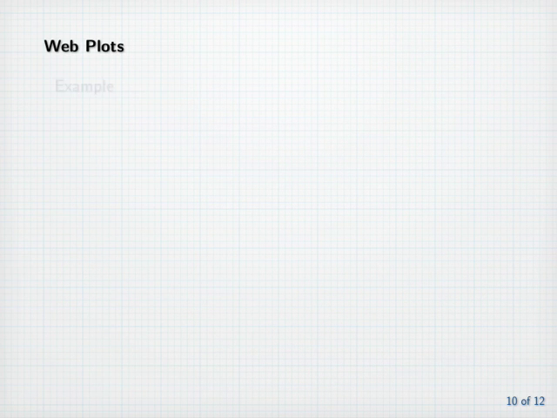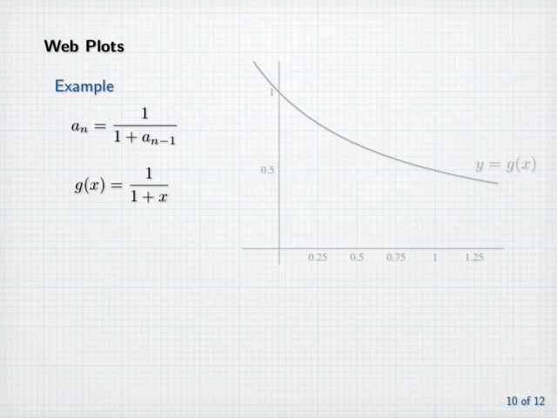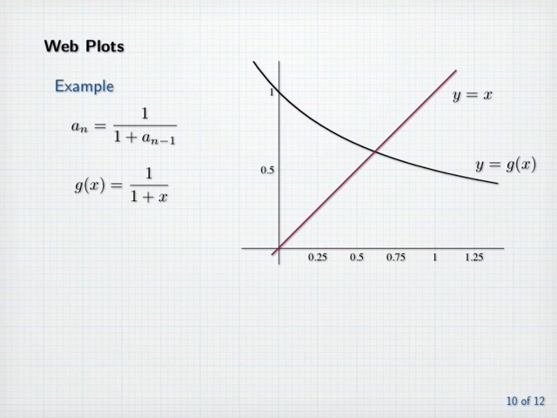Web plots. A web plot is a device for visualizing this type of recursive sequence. Let's look at the same sequence as the one in the previous two examples. It's generated by the formula a sub n equals 1 over 1 plus a sub n minus 1. The function involved here is g of x equal to 1 over 1 plus x. So we begin by sketching the graph of y equals g of x near the starting point a naught equal to 1. Then we add to the picture the graph of y equals x. The previous theorem tells us that if the sequence converges to a limit, that limit satisfies the equation g of x equals x, and so the limit will be the x-coordinate of the point of intersection of these two graphs.